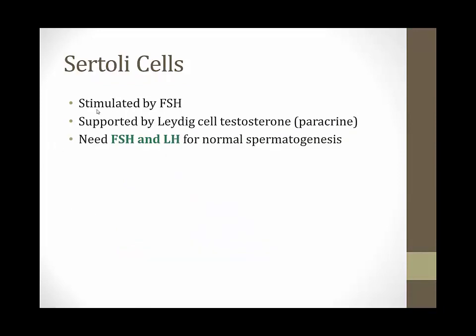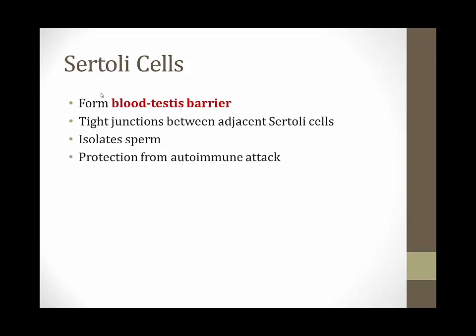Sertoli cells are stimulated by FSH coming from the pituitary, and they are supported by the Leydig cells, which secrete testosterone and release it onto the Sertoli cells in a paracrine fashion. So the important point here is to recognize that you need both FSH and LH for normal spermatogenesis. In that picture I showed you before, we saw a seminiferous tubule with Sertoli cells around the periphery, and they form a tight barrier to isolate the sperm cells.